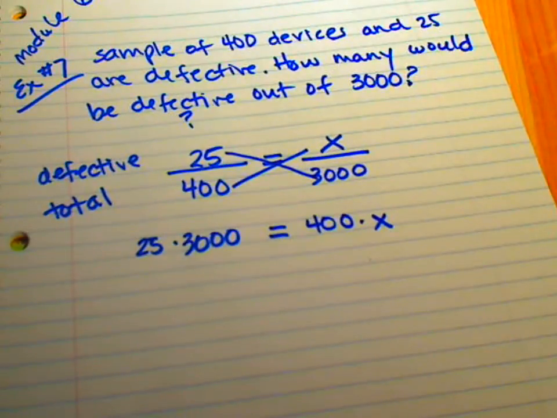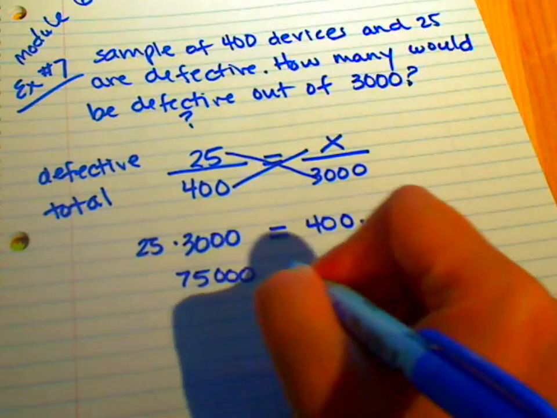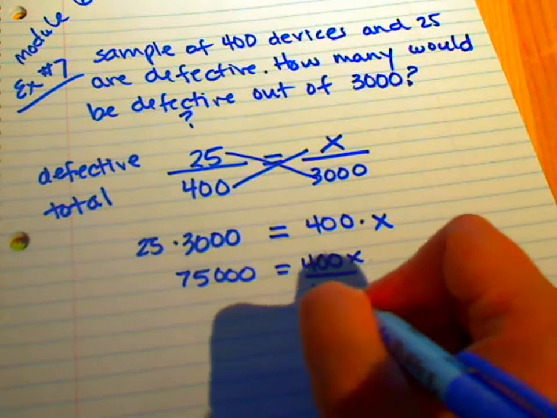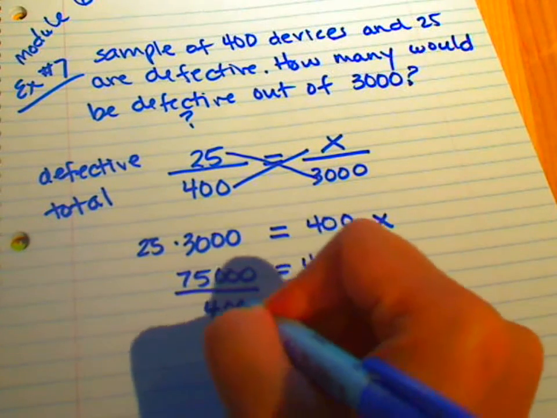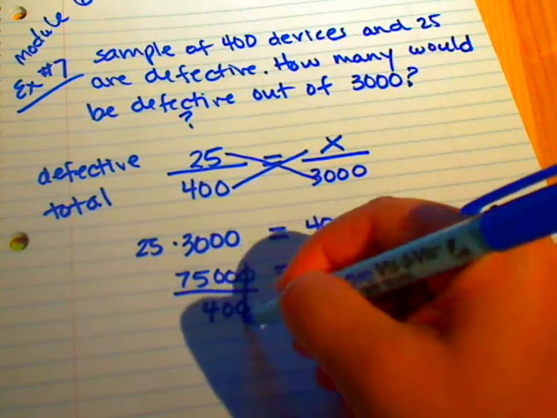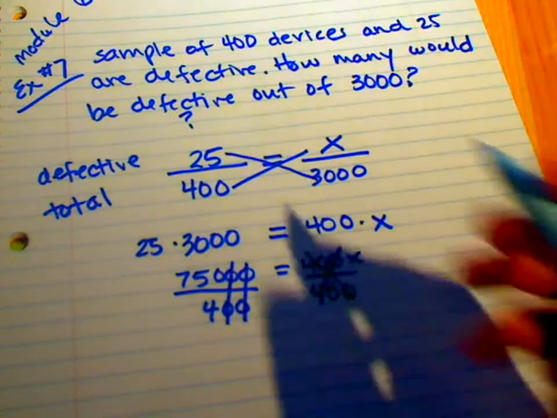So what happens is, I do 25 times 3,000. I get 75,000 equals 400x. And I solve for x. So divide by 400. A little trick here is if you have zeros at the end, one on top, one on bottom, cancel. One on top, one on bottom, cancel. If you typed it in the other way, it should work out the same.